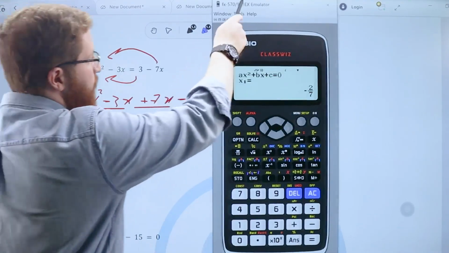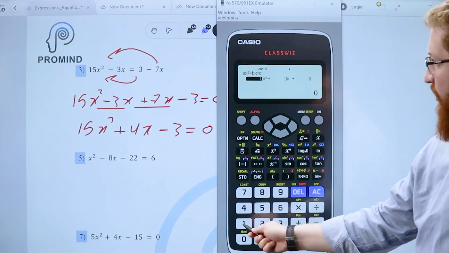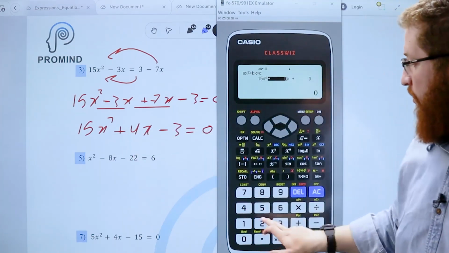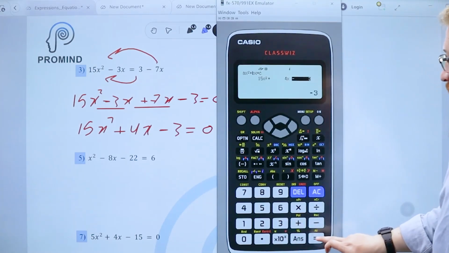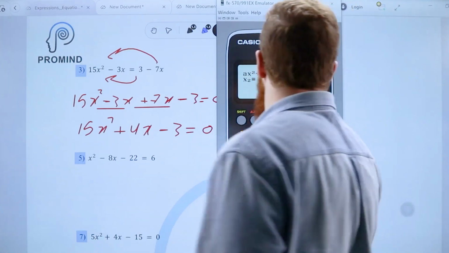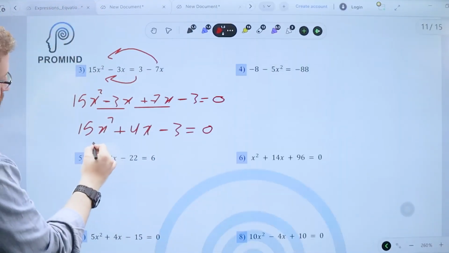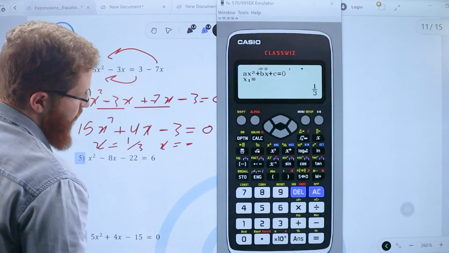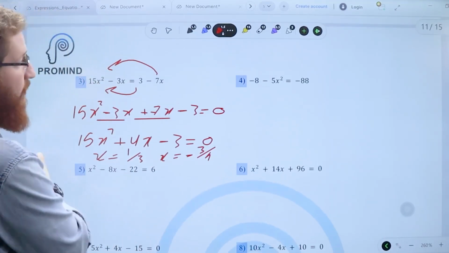Now using the calculator, I will get, first of all, AC, 15 equals 4. The coefficient of x is 4. The constant is minus 3. What will I get? x1 is 1 over 3, and x equals minus 3 over 5, was it? Yes, minus 3 over 5. Very good.